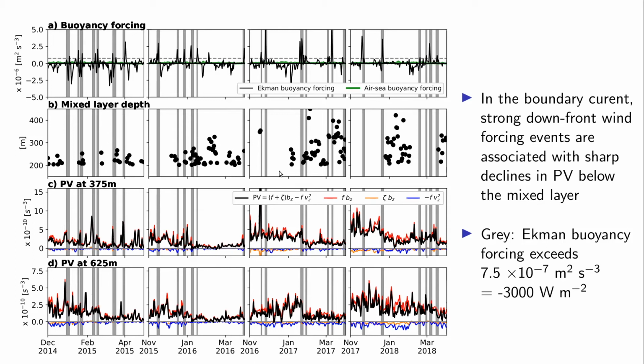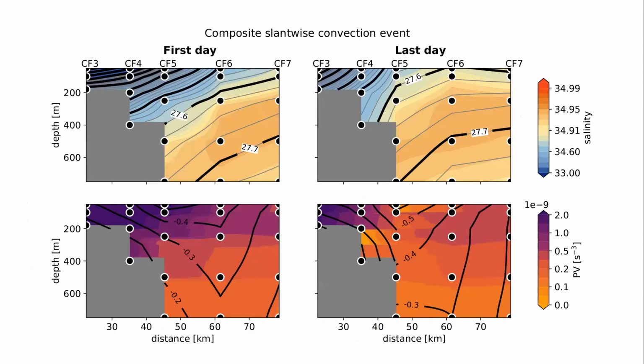And that can be explained better, perhaps, if I show you the next slide. So the next thing I do is take all of these gray vertical bars and put them together into a composite. And I look at the first and the last day of this composite slantwise convection event. So the top panel is salinity in the colors, and then the bottom panel is PV.